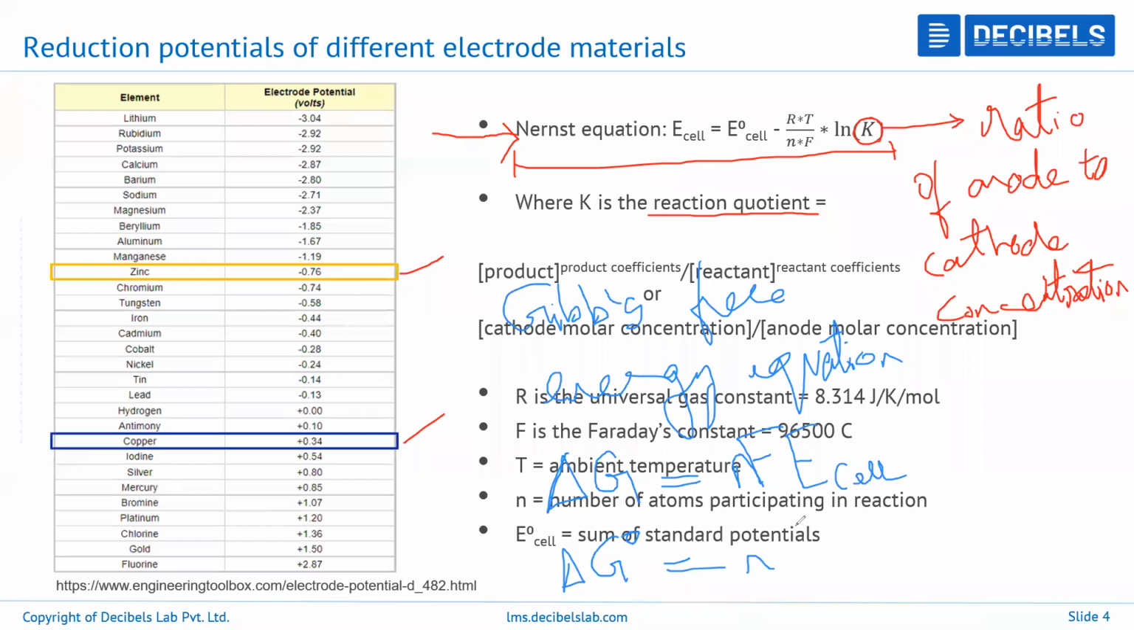is equal to NF E naught of cell minus RT into logarithm of the reaction quotient divided by N into F. Okay, so if you were to equate these two, then you would get NF. Sorry, this is by mistake. It doesn't come in the denominator here.